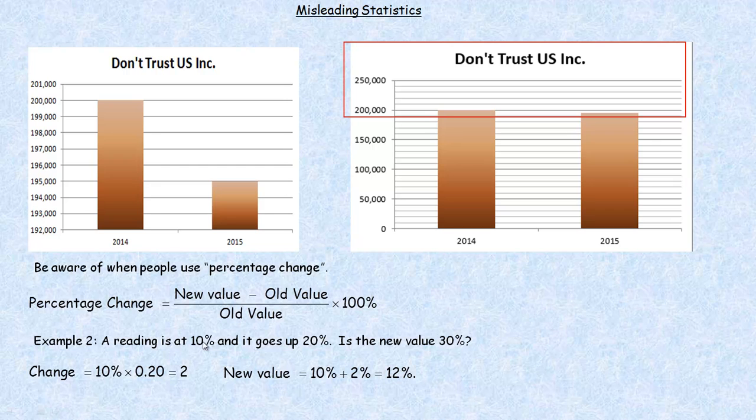So if you have something at 10% and it goes up 20%, the 20% is actually just 2. It's one fifth of the original amount. So the new reading would actually just be 12%. So be very careful of when people use percentages, because sometimes people use them in very non-mathematical ways that can be misleading.